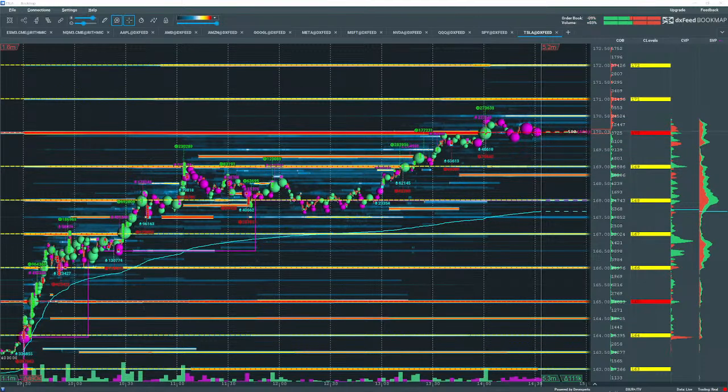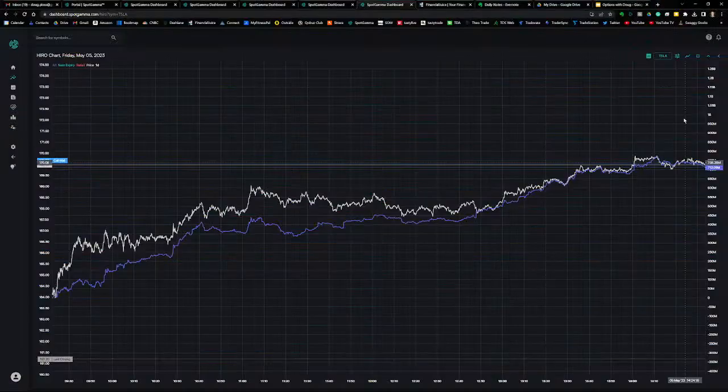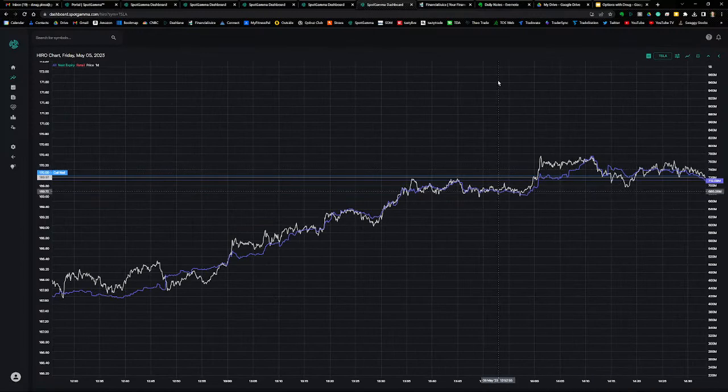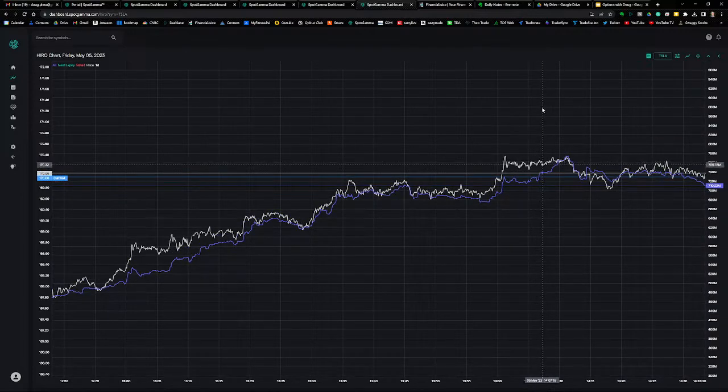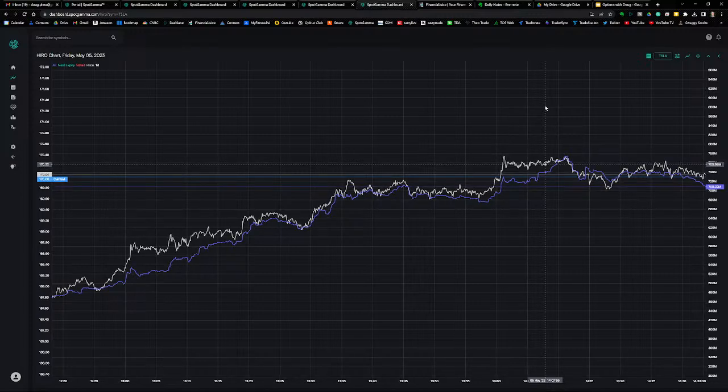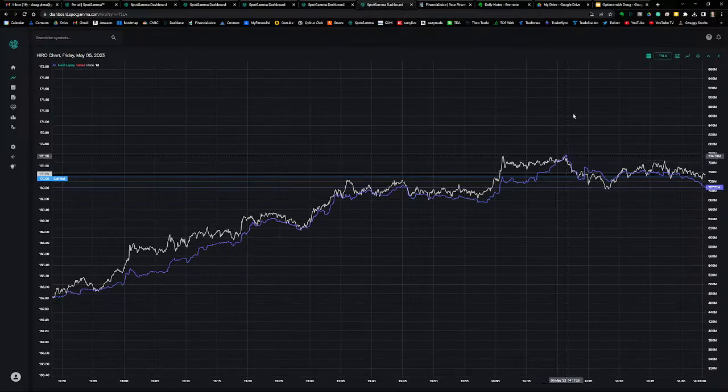Let's go back and take a look at Hero. And note that Hero has leveled off. In Tesla, there's often, and it's true today, a very strong correlation between hedging flow and price action. So the white line mirrors the purple line or vice versa. All right, so that's Tesla.